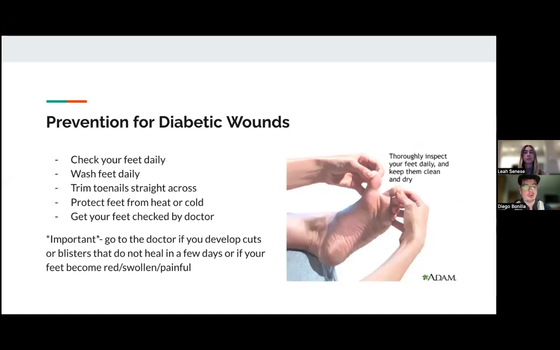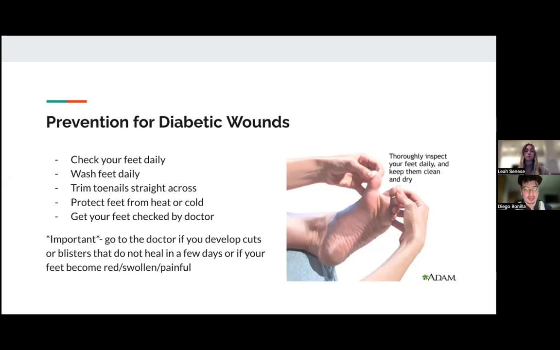I also want to talk about how you can prevent diabetic wounds specifically, because these are a specific type of wound. And if you do have diabetes, you're at greater risk for diabetic wounds. So checking your feet daily with a mirror is very important to be able to check if you have cuts or injuries, because you don't want these to lead into worsened wounds or infections. Wash your feet daily, but don't constantly keep your feet with a lot of moisture or water. Don't constantly soak your feet, because this can lead to blisters or wounds that can develop.